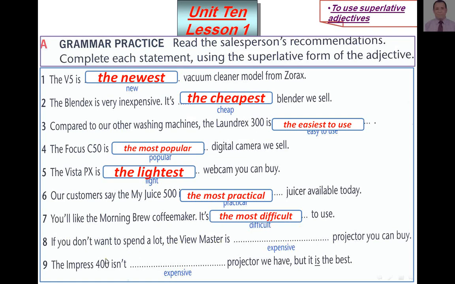But if we go to the next one, the Impress 400 isn't the expensive projector we have, but it is the best. So is it the most expensive or the least expensive? Of course this one, the last one, should be the most expensive. He wants to say here that it's not the most expensive, but it is still the best one they have in this store. I guess now this exercise is clear. Let's move to the next one.